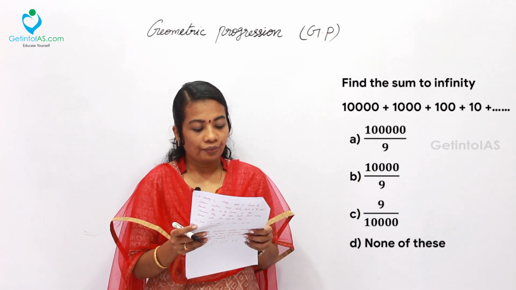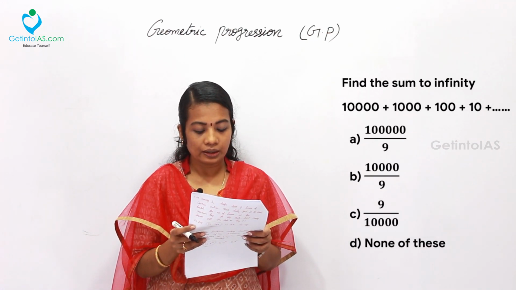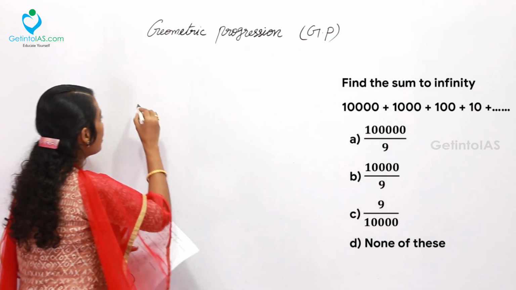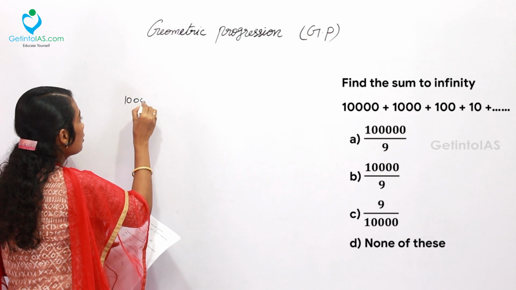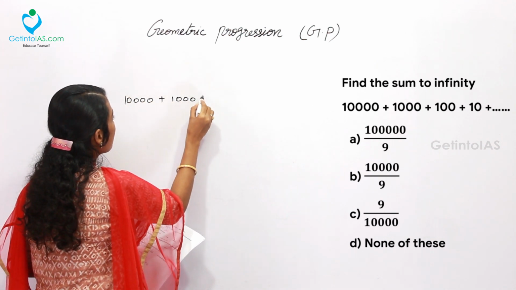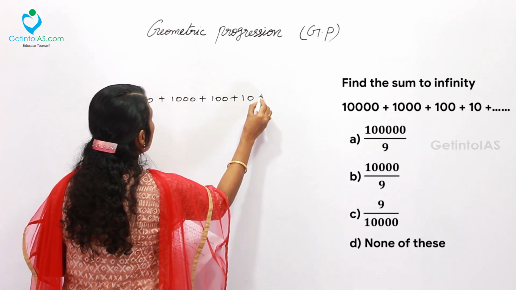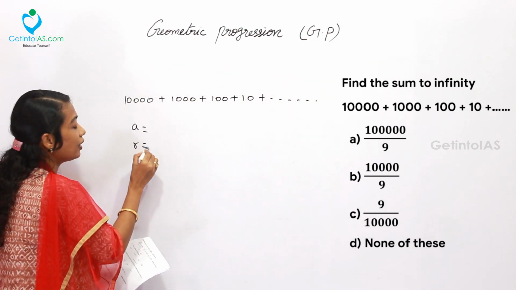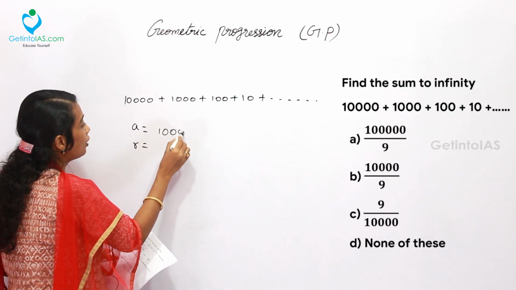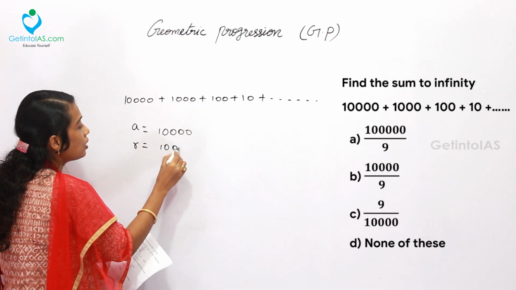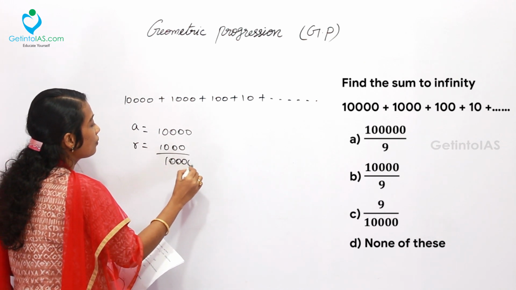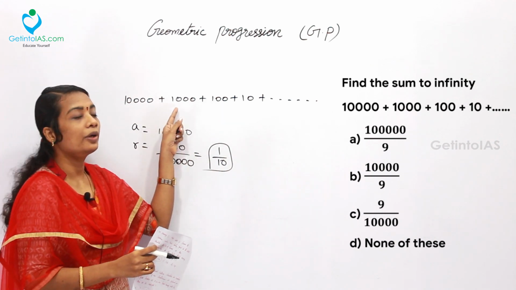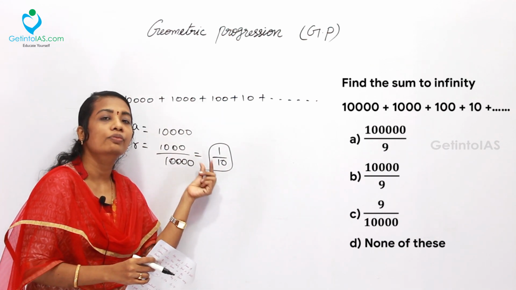The next question: find the sum to infinity of 10,000 plus 1,000 plus 100 plus 10. This is a decreasing series going to infinity. So let me take 10,000, 1,000, 100, 10, which is going on infinitely. What is the value of A, R and so on? A is simply 10,000. What is R? 1,000 by 10,000, which is 1 by 10. If you take 100 divided by 1,000 also, you will get the same value, 1 by 10.